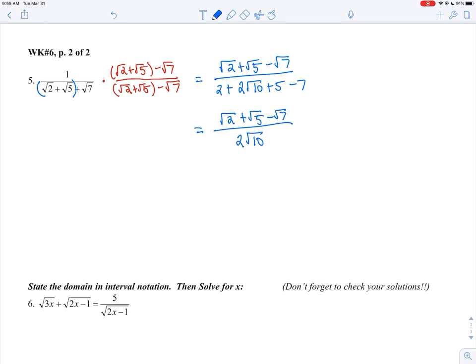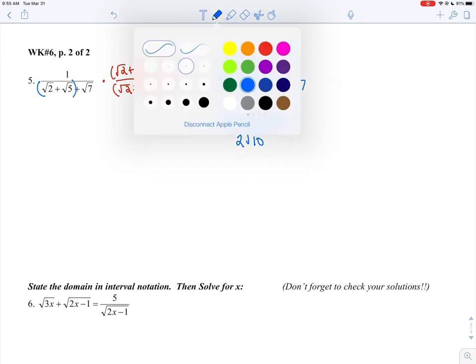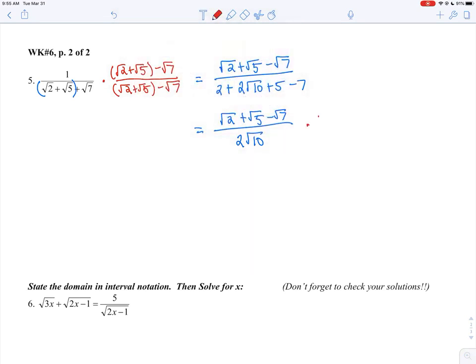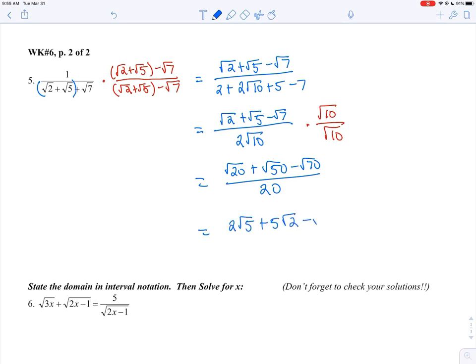Right? If we continue on with this, what do we need to multiply by? We need to multiply again by the conjugate, and we get rad 10 over rad 10. Simplify that out, we got rad 20 plus rad 50 minus rad 70 over 20. Right? We just need to simplify the rad 20 and the rad 50, and we end up with 2 rad 5 plus 5 rad 2 minus rad 70 over 20.